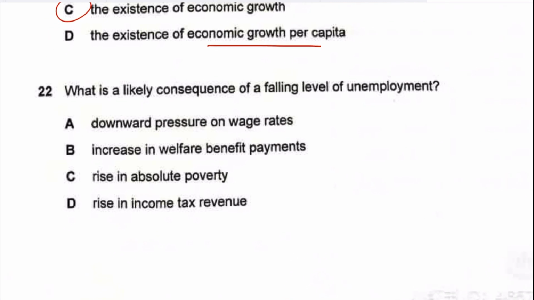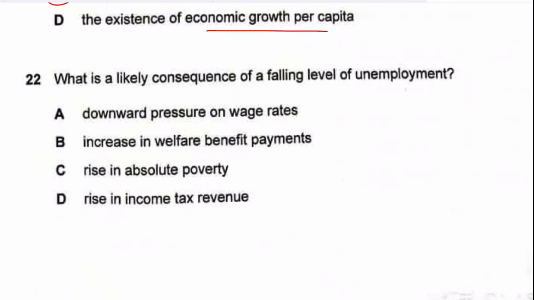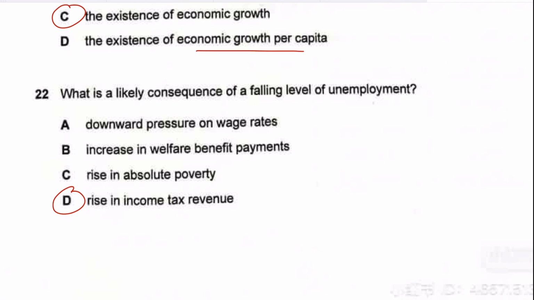Question 22 says, what is the likely consequence of a falling level of unemployment? Okay, so downward pressure on wage rates? No. Increase in welfare benefits should actually go down. In fact, rise in absolute poverty should go down. So D should be the answer, rise in income tax revenues, because when you are employed, then your income tax revenues would go up as well.